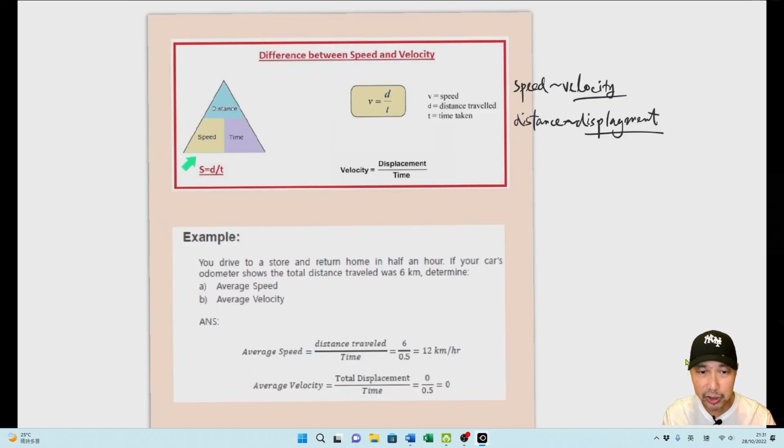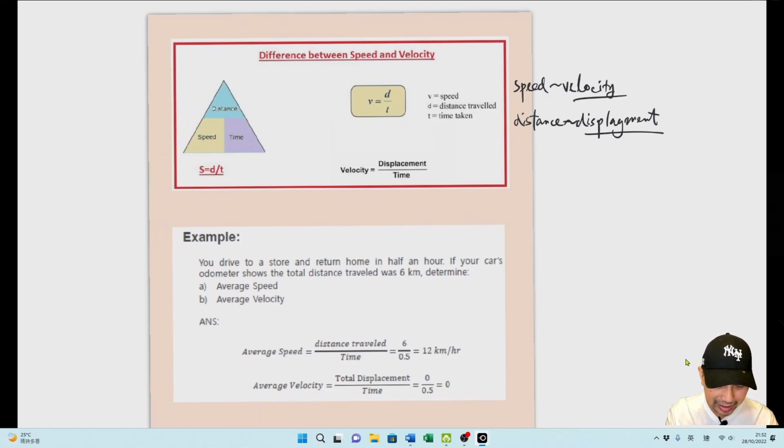Okay, let's see this triangle. This triangle is a very useful one. Usually when I teach junior form students, I use this triangle to help them remember the formulas, 3 formulas actually. If we need to find speed, very easy. You just put distance over time. If you are required to find time, divide distance by speed.